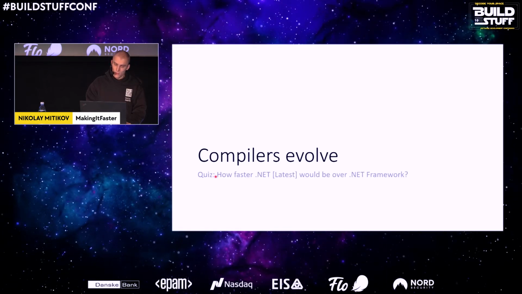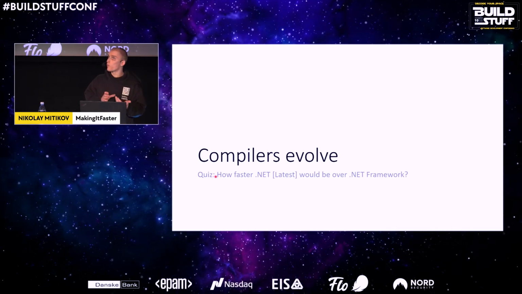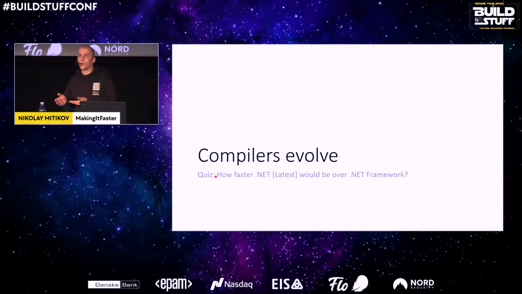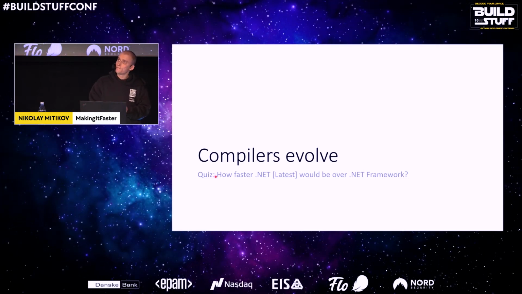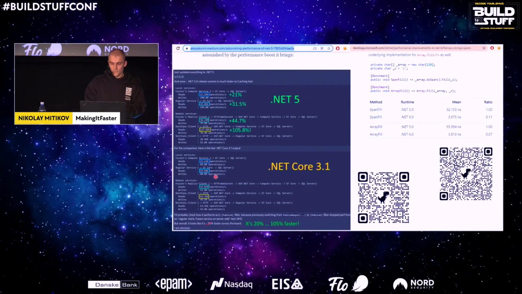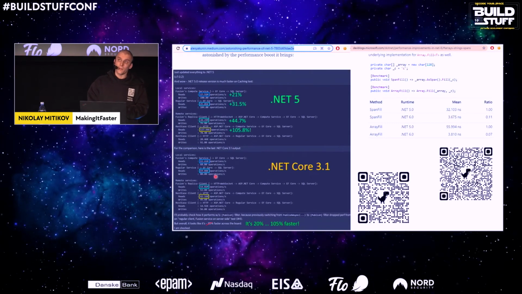Next question. How much faster is the technology you work with: the earliest version you have worked with, the version you are working with, or the up-to-date version? At least .NET 6.0 looks very promising.